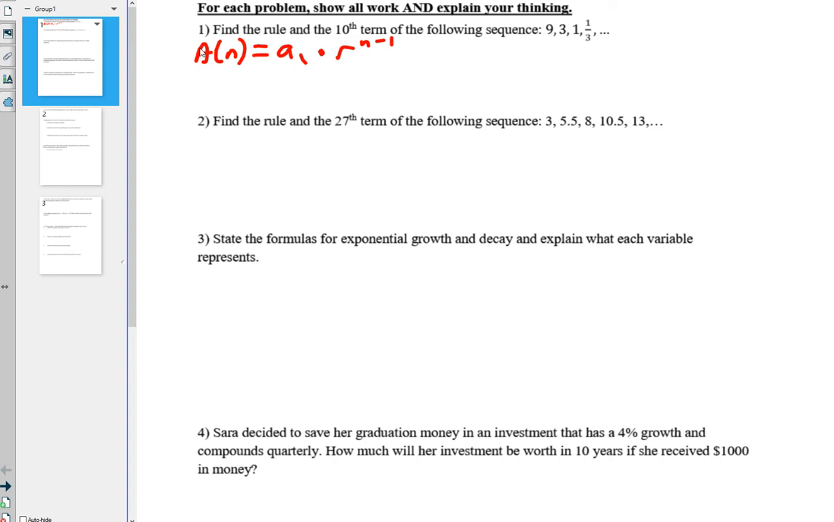So in order to be able to find the rule, we need the first amount and the common ratio. What's the first amount here? So a sub n is equal to 9 times, what did we say the common ratio was? What is the common ratio here? We're going from left to right. What are you multiplying by? 1/3. 9 times 1/3 to the power of n minus 1. That would be the answer to the first question.